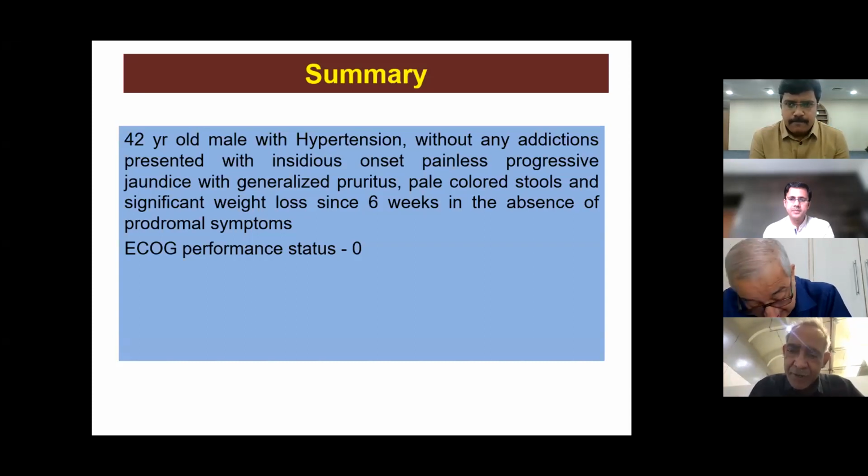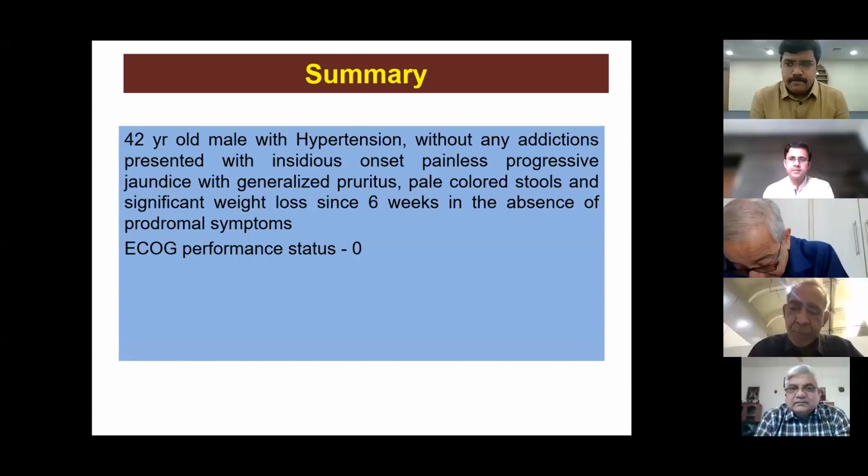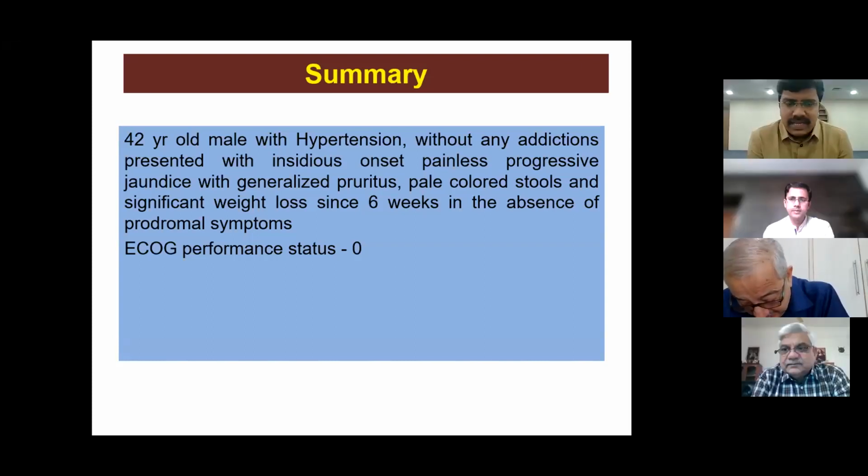Maybe somebody can recap what are the typical differentiating points. Yes, sir. In intrahepatic cholestasis, there will be a history of prodrome, or any history of drug intake, or any similar history in the family, sir, which are not there in this case. There are no prodromal symptoms, no history of any drug intake or CAM, and no similar history in the family.